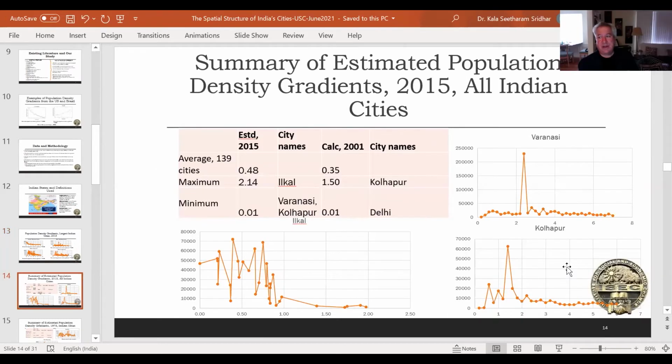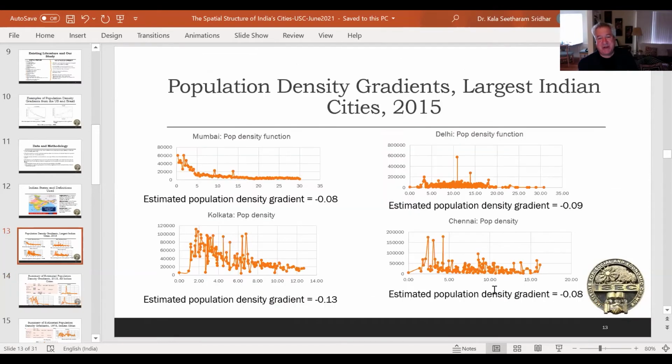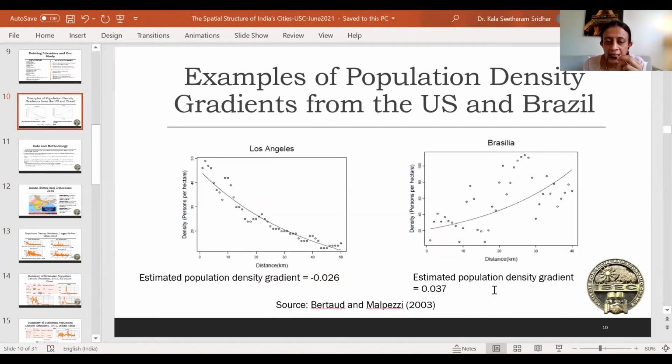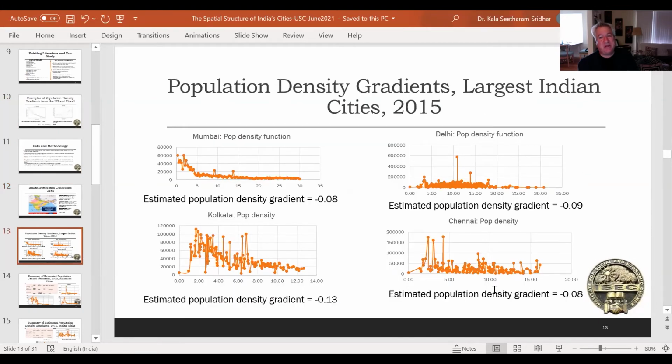Now, I'm sorry, Kala, can you go back to that LA density gradient? I just want to compare that number. That is 0.03. Okay, yeah, thank you. I thought in absolute value it was larger, which was going to surprise me, but no. So, thank you.